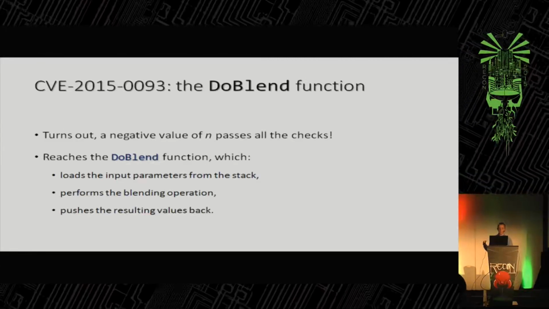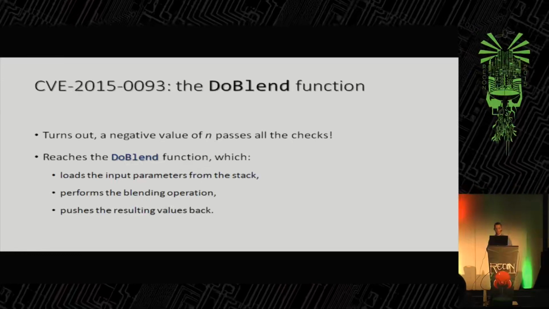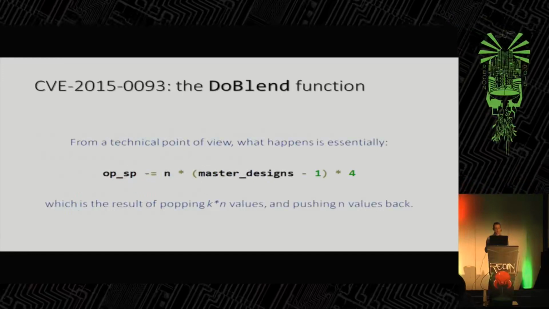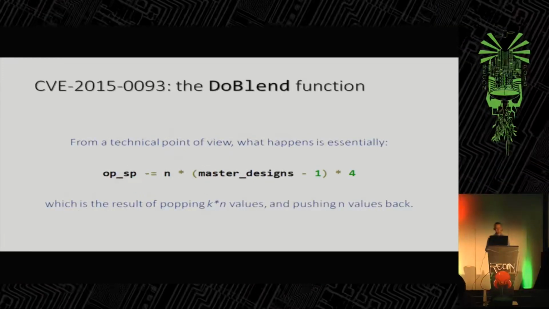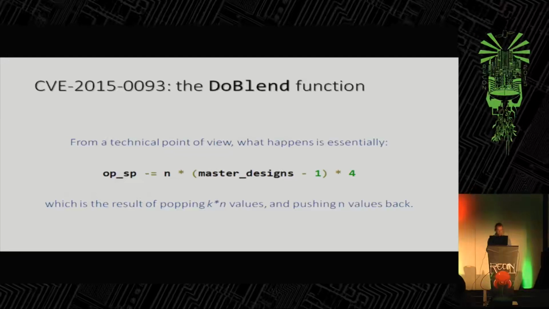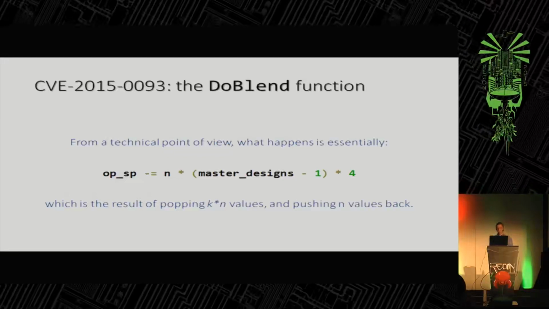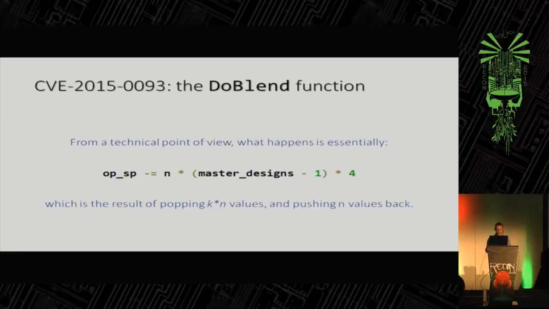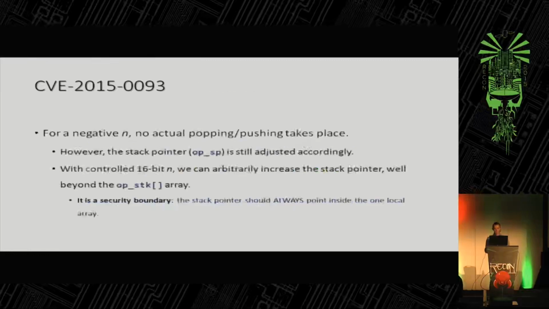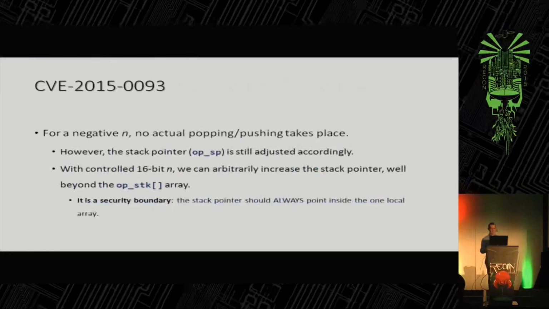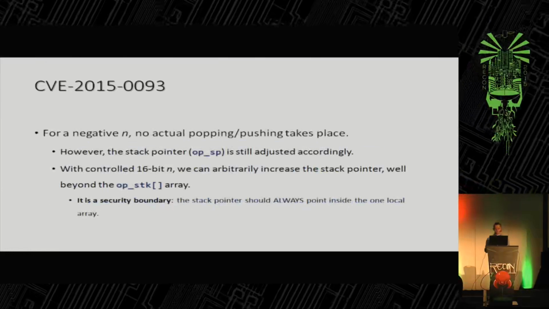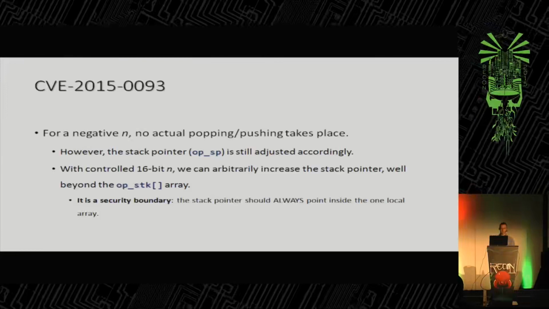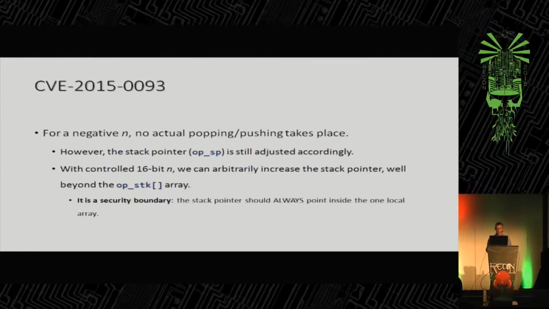So it loaded the input parameters from the stack, did some computation called the blending operation, and pushed the resulting value back. So from a technical point of view, what happened is just that OPSP is decremented by this expression. The times 4 obviously comes from the fact that 4 is the size of operands on the stack. And yeah, it's all pretty trivial. So what happens for a negative n is that no actual popping or pushing takes place in the doBlend function, but the operand stack pointer is actually adjusted according to the formula that I've shown.